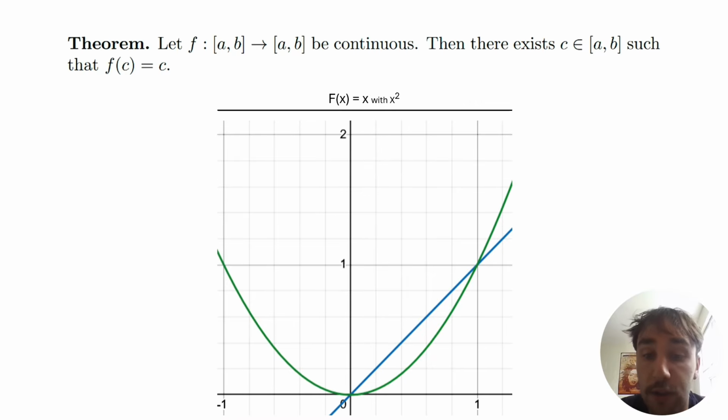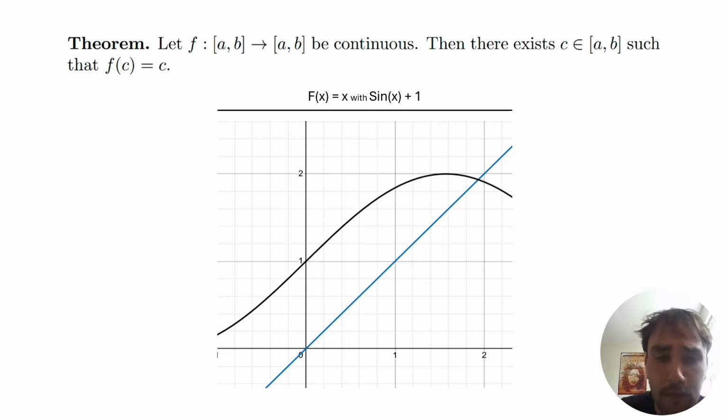Now, I observed a function that does have a fixed point. This function, f(x) = x squared. You can see visually here that where it has a fixed point, it's going to intersect our line f(x) = x. Another function that does this is our sine function here, sin(x) + 1. You can see there the little intersection is a fixed point.